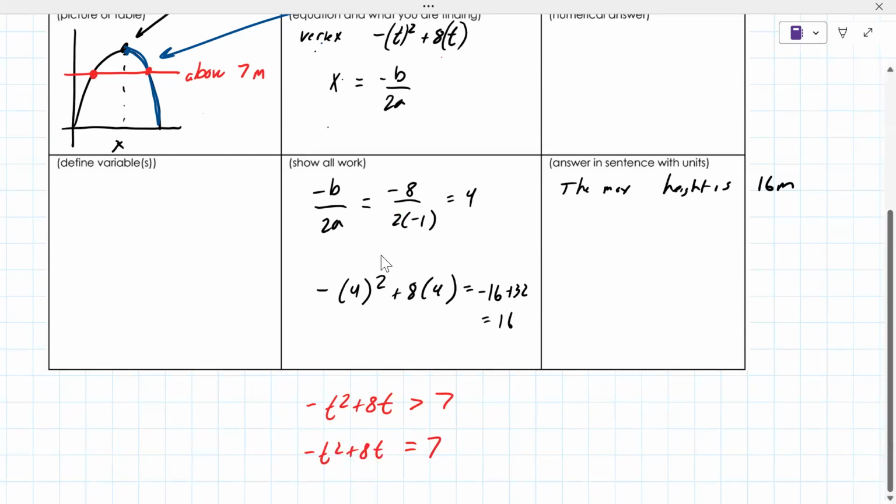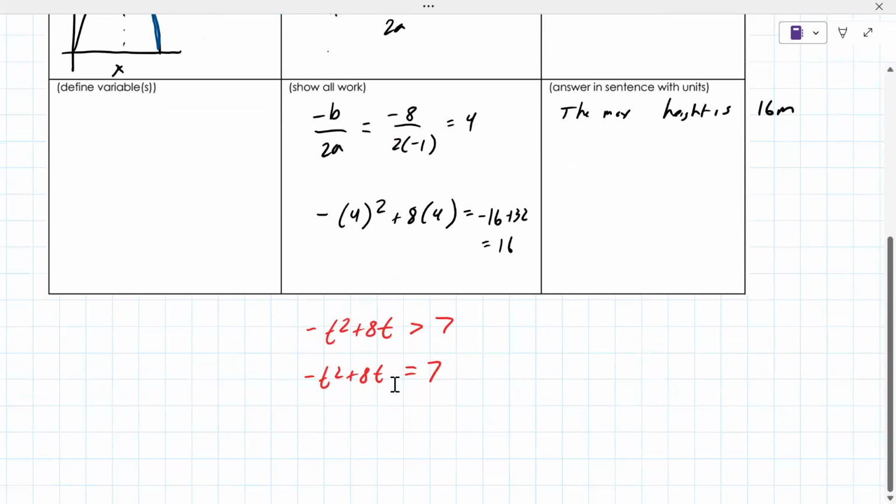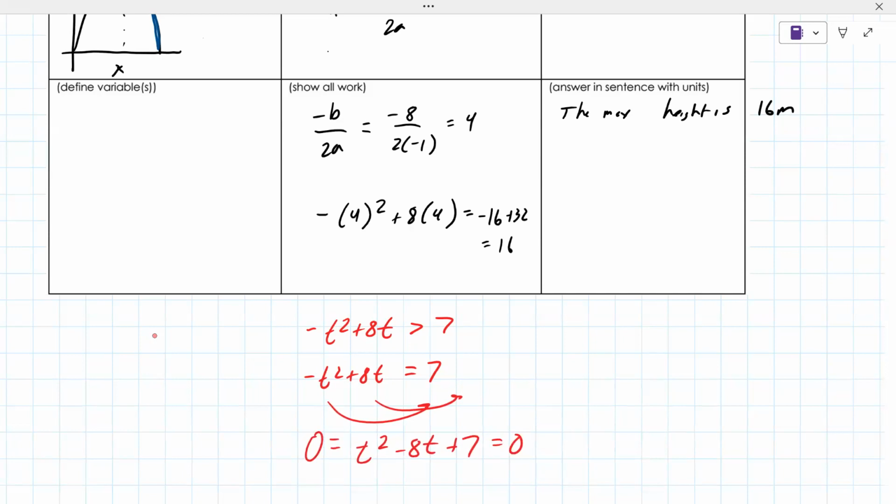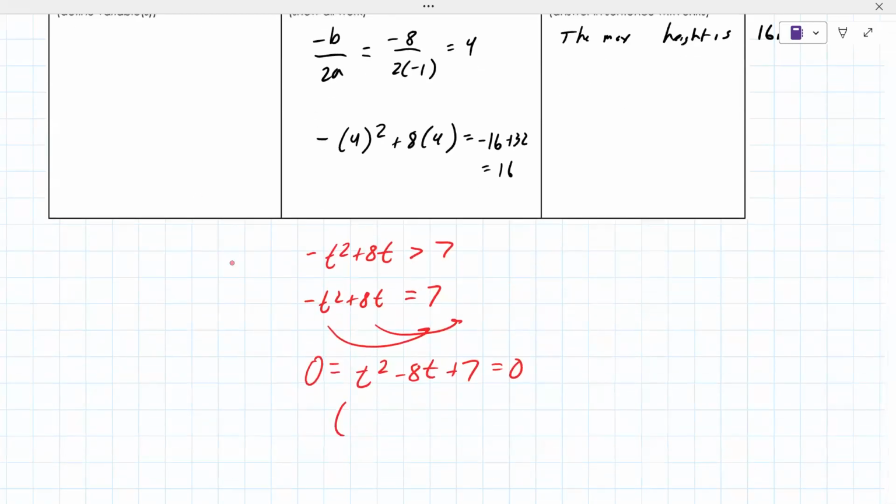All right, so this is where you move the 7 to the other side of the equation, or you could actually move the t squared to the other side of the equation, which is probably preferred because then the leading term is positive. Got it. So here you get t squared minus 8t plus 7. And yeah, it's 0 equals, but you can move that equals to the other side. And then this you can factor.